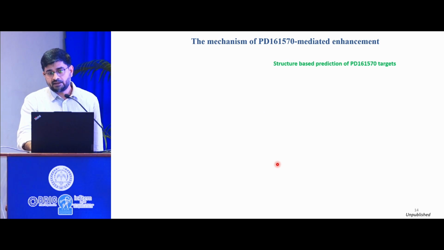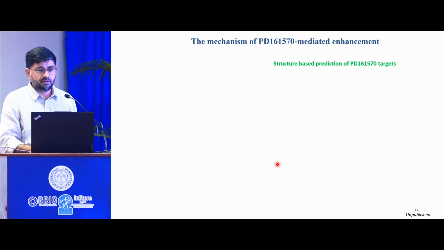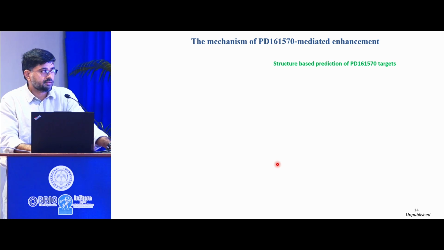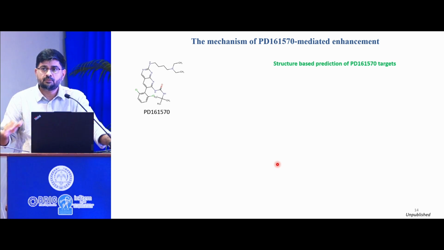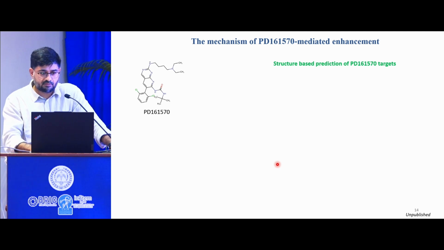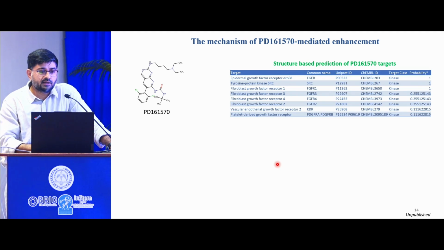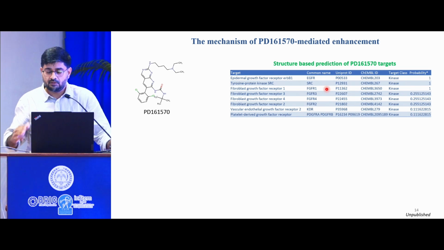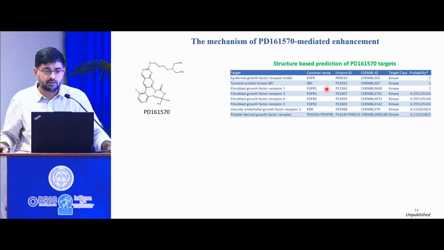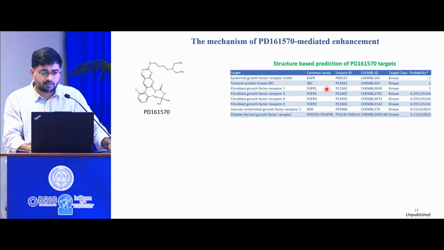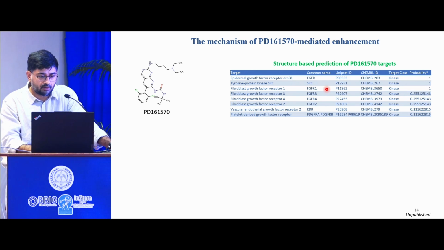So we went back and again did structure-based analysis, where we did docking studies to understand what could be the potential target, and using the structure of this compound, we identified several targets with the highest probability. We found EGFR, SRC and FGFR1. Obviously FGFR1 was already known, which means that the analysis was consistent with what the compound does.